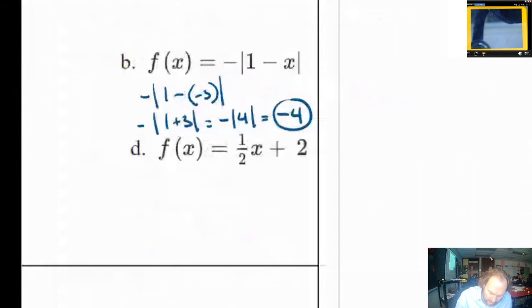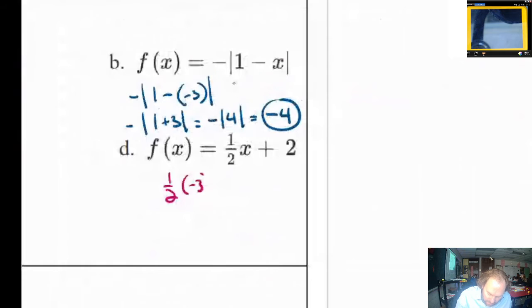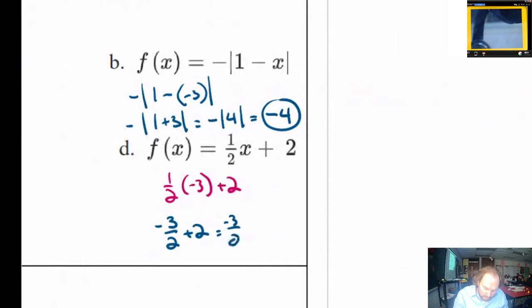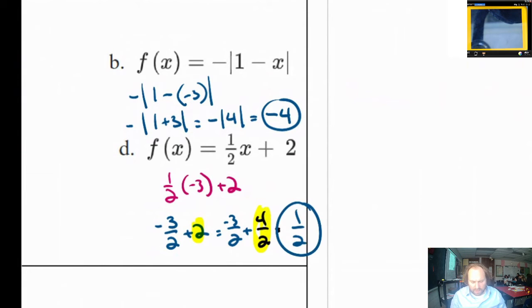And question D, we have 1/2 times negative 3 plus 2, which, there's not really a good way to write this. Negative 3 over 2 plus 2. The best way I can think of is that negative 3 over 2, you can rewrite the 2 as 4 over 2. And then combine those ideas together to make positive 1 over 2. That would be the final answer on that problem.